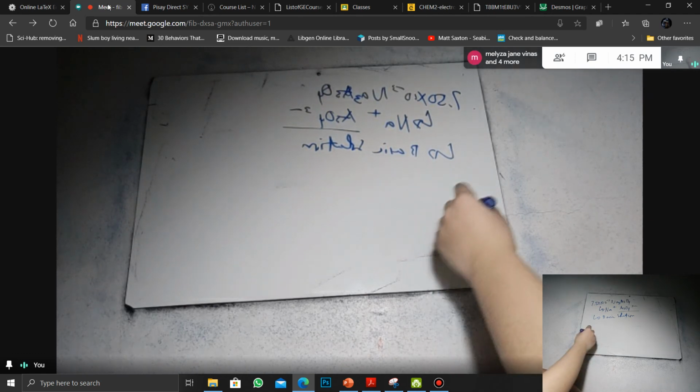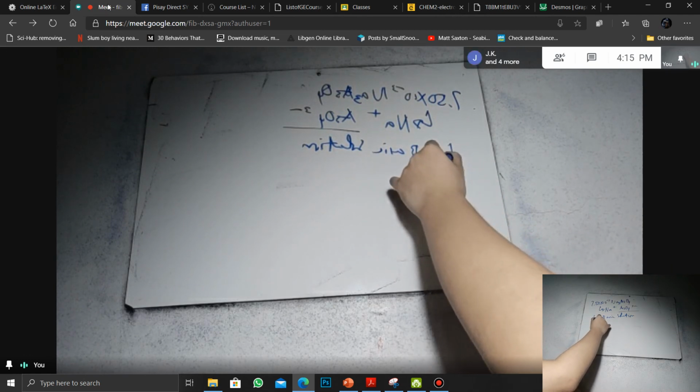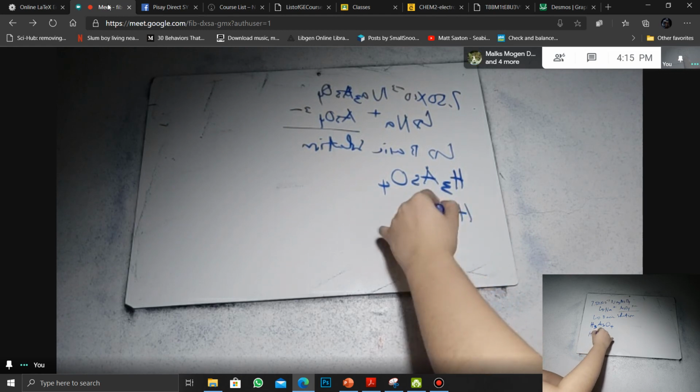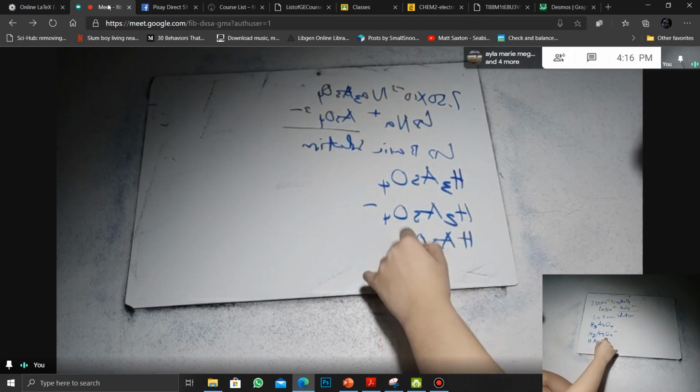Di ba tatlo yung stage niyan? H3AsO4, H2AsO4 minus, HAsO4 2 minus, tsaka AsO4 3 minus, di ba?